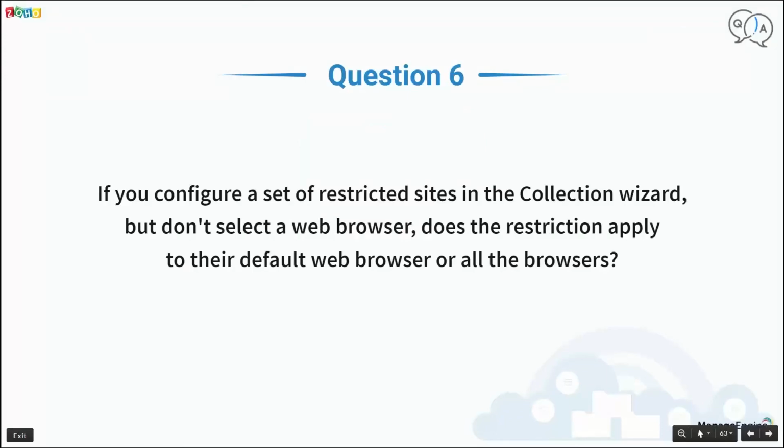And again, if you configure a set of restricted sites in the collection wizard, but don't select a web browser, does the restriction apply to the default web browser or all the browsers? By default, if I'm not selecting any browsers for the deployment, it will deploy to the default web browser for that particular endpoint.